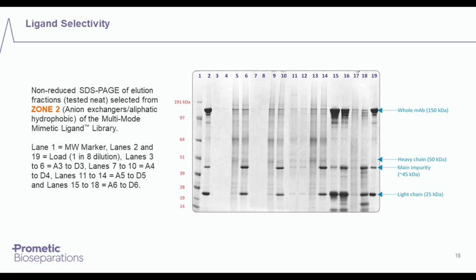SDS-PAGE analysis of eluted fractions from zone 2 of the plate reveals some ligands bind significant amounts of host cell protein and protein-related impurities. In particular, ligands C3, C4, C5, and D3 through D6 bound large amounts of host cell protein, but displayed very little affinity for the whole antibody. Consequently, these ligands were of interest for the development of a flow-through polishing step for host cell protein and product-related impurity reduction for this antibody.